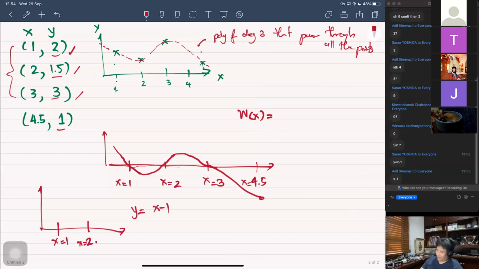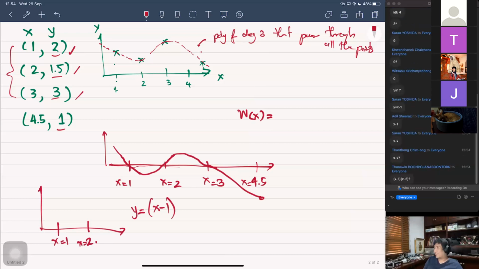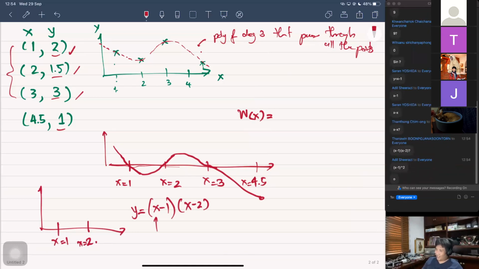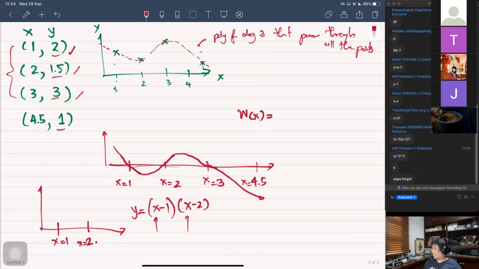Let me give you a hint, and this is the hint. If you do this, x minus 1 and x minus 2, then when you plug in x equal to 1, the first guy is 0. Then you plug in 2, the second guy is 0. So when you multiply, it's going to be 0. Everyone's clear on this, right? This is a neat trick, right?